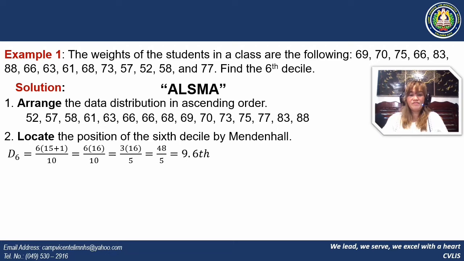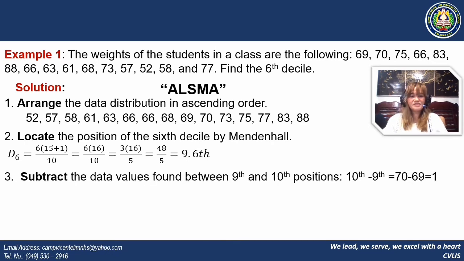Second, locate the position of the 6th decile by the Mendenhall formula. Did you still recall the Mendenhall formula? That's good, because the formula for the decile is D sub k equals k times the quantity of n plus 1 all over 10, where k represents the location of the decile and n is the number of data values. Let us substitute the values: D sub 6 equals 6 times the quantity of 15 plus 1 all over 10. That gives us a quotient of 9.6 once we simplify.